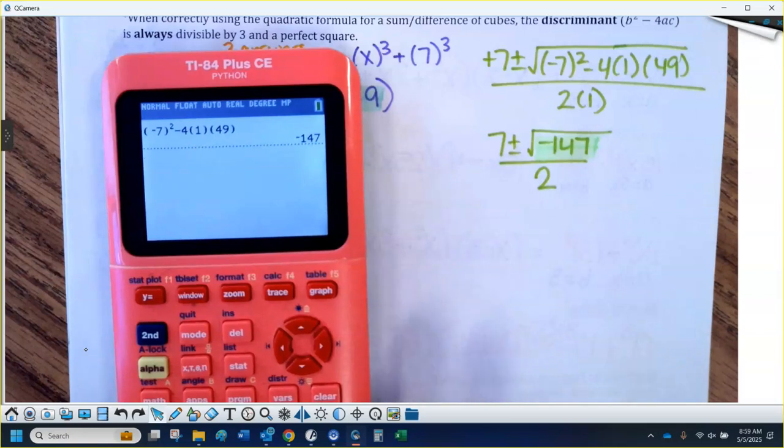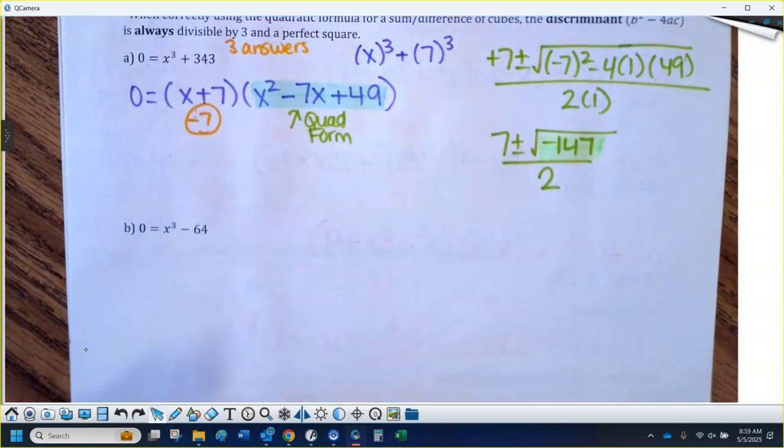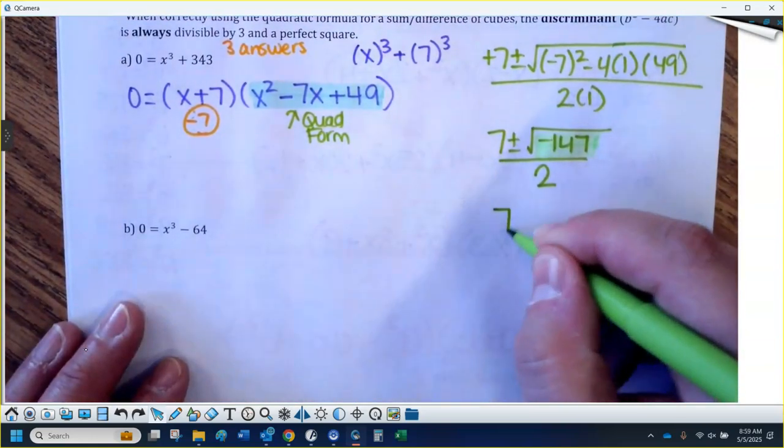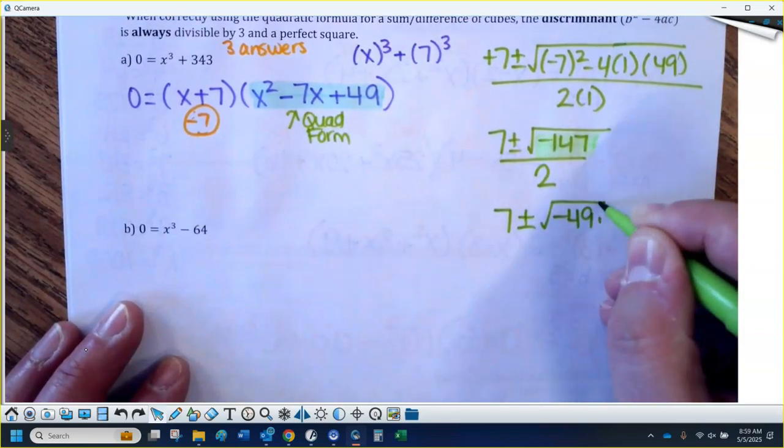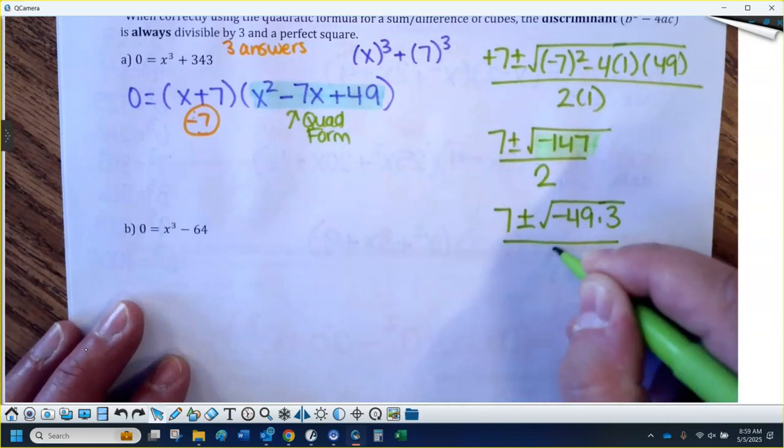So I'm just going to tell you this. I'm just going to divide this by 3 real quick, and you'll see that that's 49. 49 is a perfect square. I know it's negative, but it's going to be a perfect square for our purposes here with imaginary stuff. So I'm going to write this as negative 49 times 3.